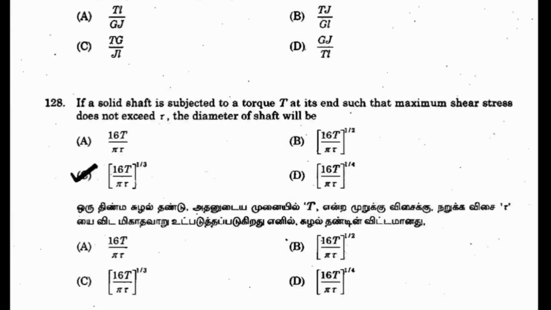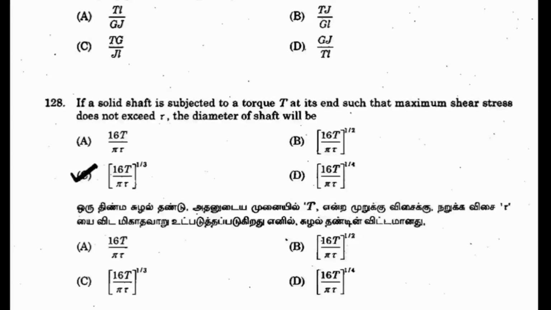128. If a solid shaft is subjected to a torque T at its ends such that the maximum shear stress does not exceed tau, the diameter of the shaft will be what? Okay, so actually this is an important point for any design of shaft. To be safe against the maximum permissible shear stress, this diameter should be provided. This I have left out in the lecture video of the torsion chapter, so if anybody is following the lecture there, kindly note this in those notes. So here option C is the answer.